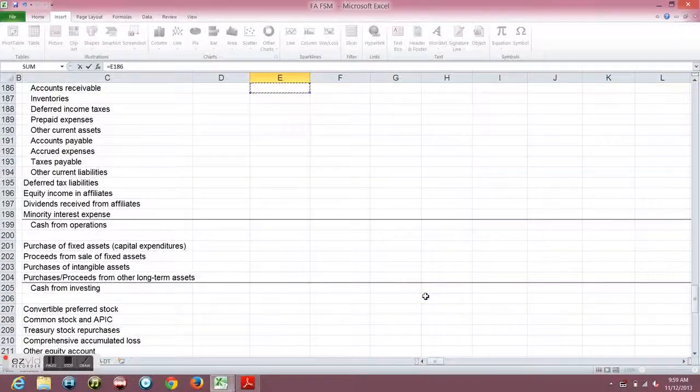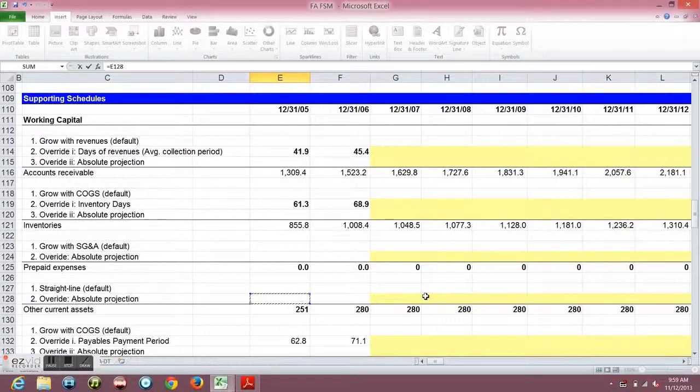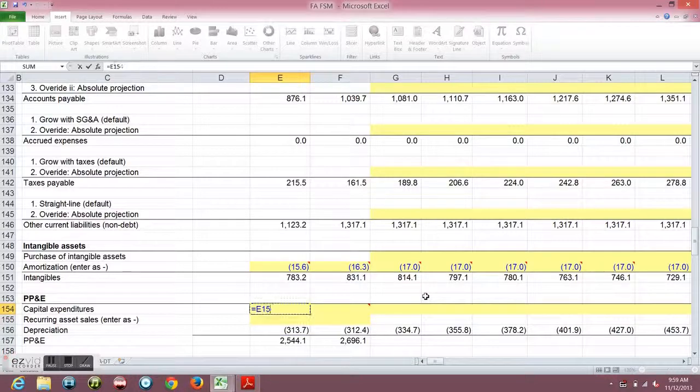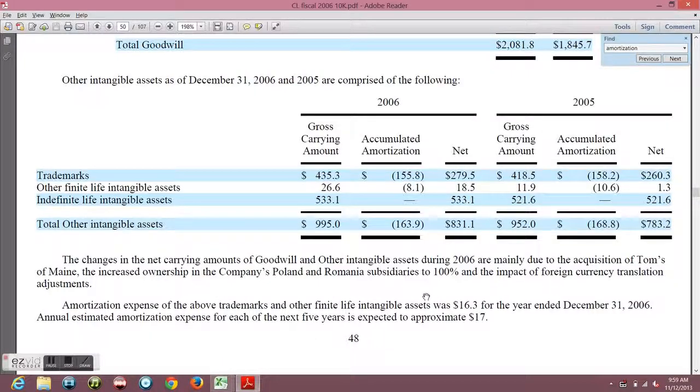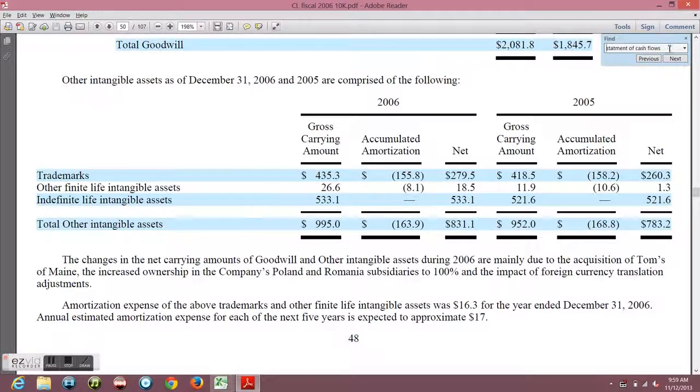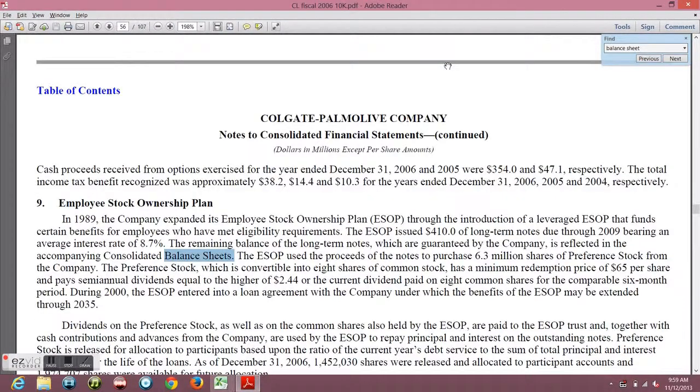Alright, so capital expenditures. Capital expenditures are essentially going to be in the cash flow statement. We don't have them yet, do we? Oh, no, we can pull them up. We have to go to our 10K to find this. So where's our cash flow statement? It can also be called statement of cash flows. No match. Let me just put in balance sheet because I know it comes after the balance sheet.